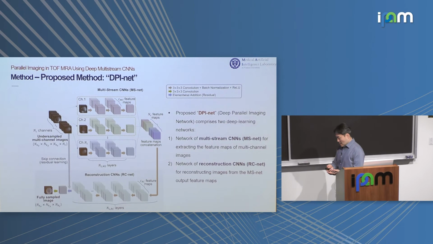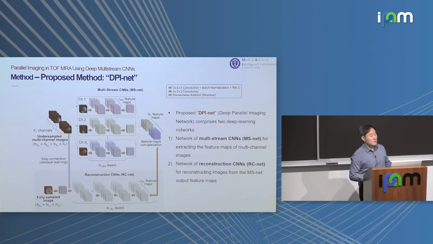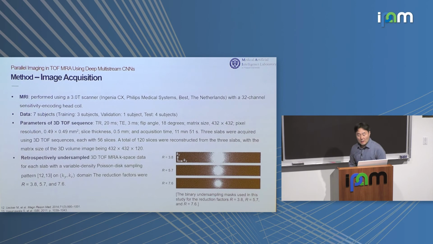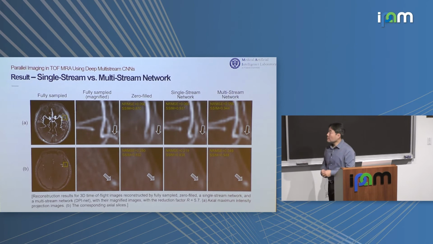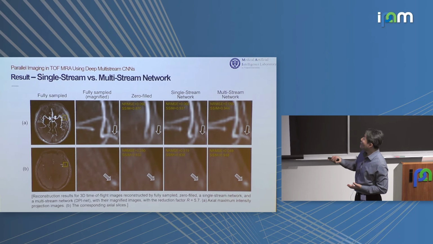So this concept is the multi-stream CNN. Instead of using only a single-stream CNN that includes all the coil data at once, we developed individual networks and framed them as multi-stream CNNs to emphasize the individual feature extraction. And in that way, we got good results. Okay, I will skip the details, and here is the image that we got. So this is the fully sampled image. If we do the undersampling for this parallel imaging, then the zero-filled reconstruction loses this kind of vessel structures. But if we use the multi-stream network using deep learning, then we restored these missing vessels pretty well in this case.